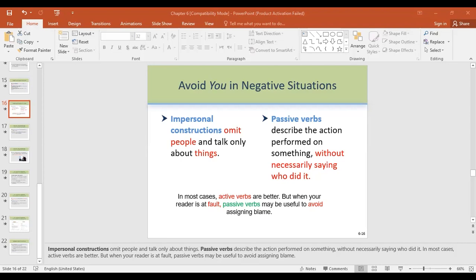I don't need to mention anybody in this situation. So I have two options here. I might use an impersonal construction to omit people altogether and talk only about subjects or things. The second option is using passive verbs. So I need to describe the action performed on something without necessarily saying who did it. I'm not going to mention any names here, so that's why I'm using passive verbs.